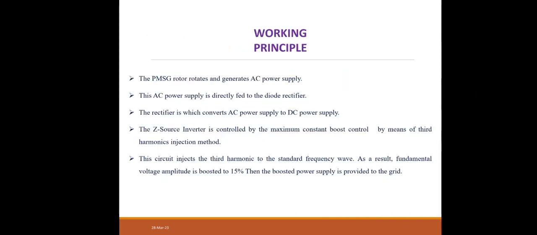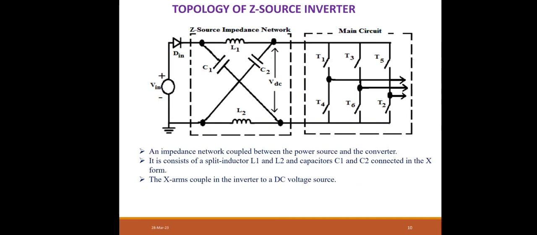The working principle, the main part of the project: the permanent magnet synchronous generator rotor rotates and generates AC power supply. This AC power supply is directly fed into the rectifier, which converts the AC power supply to DC power supply, and the DC power supply is boosted and again converted to AC power supply.